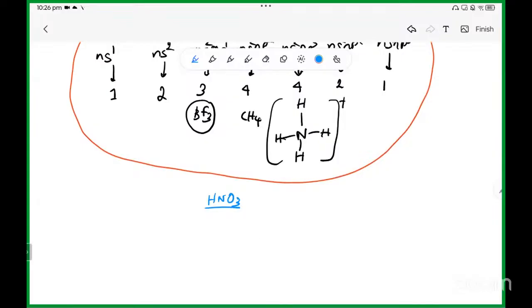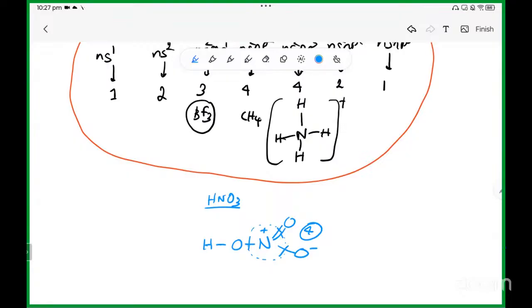Now if you take HNO3, HNO3 is having something like this, the structure, right? Now here also nitrogen is showing 1, 2, 3, and 4. Valence is 4. So likewise, I will explain you while I'm drawing the chemical bonds and nitrogen related chemical bonds.